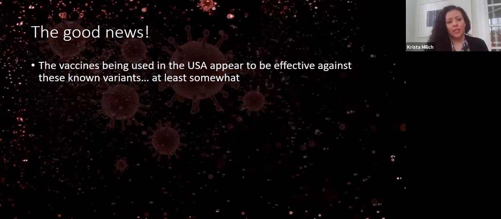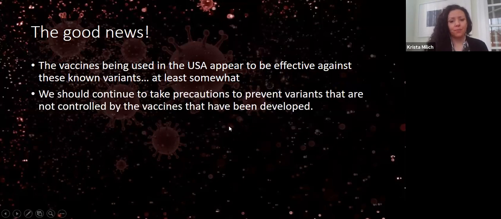Okay, so the good news is, as I said, the vaccines being used in the US appear to be effective against the known variants, or at least somewhat, and I'll walk you through that. One thing I want to say at the beginning, and I'll say it again at the end of this bit of lecture, is that as this vaccine rollout is happening, we should continue to take precautions to prevent variants that are not controlled by the vaccines that have been developed.